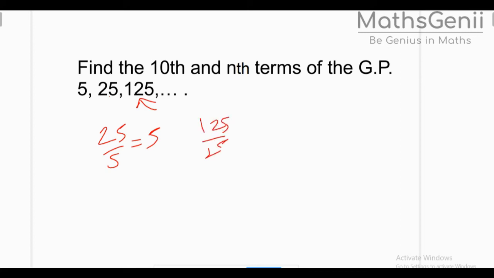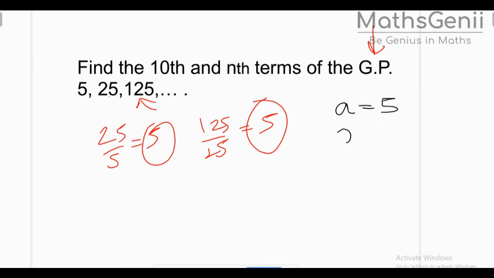125 upon 25 will also give me 5. So you have a common ratio. Therefore, it is a GP. Correct? So again, same thing. A is the first term. So what is A in this question? A is 5. R is the common ratio. What is R in this question? 5. And now what is he asking me?